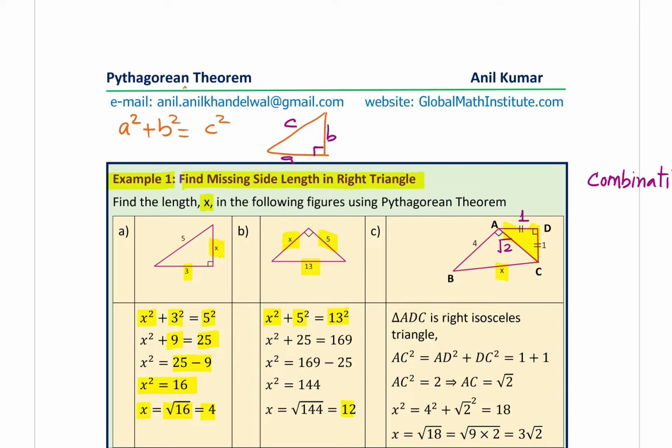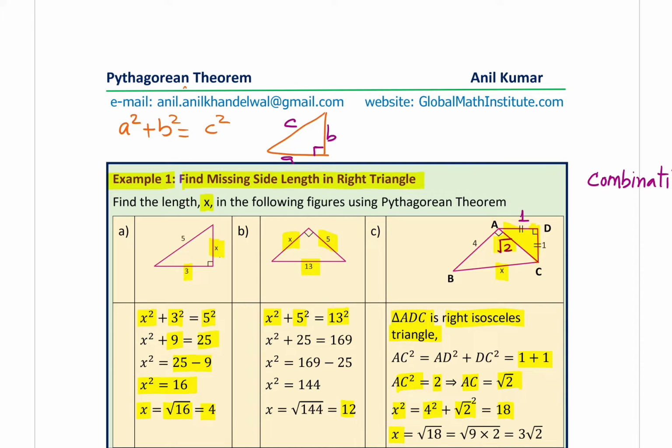So we began with the small triangle ADC, which is the right isosceles triangle, where the sides are 1 and 1. So AC square is the sum of these two, and AC will be square root of 2, as we figured it out. X square is equal to 4 square plus square root 2 square, which is 16 plus 2 or 18, and x is square root of 18.